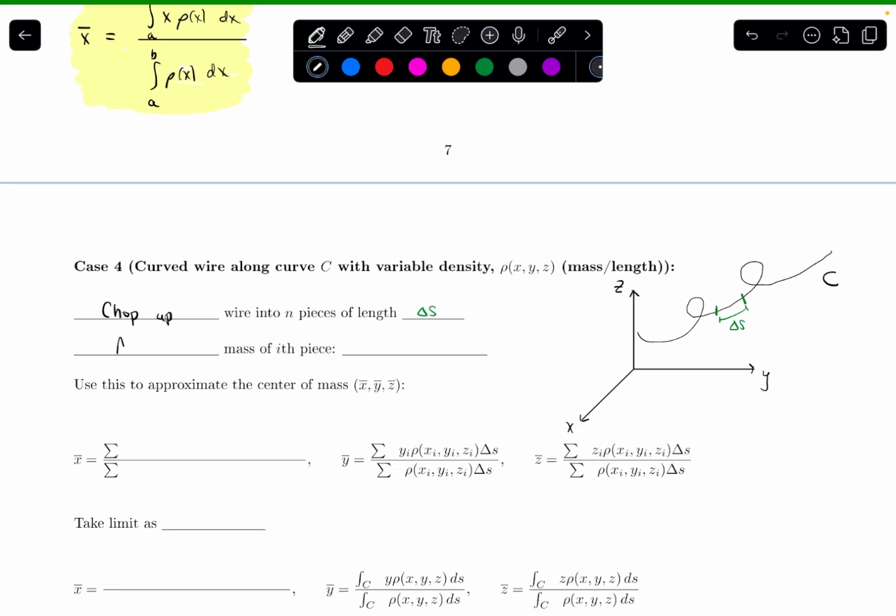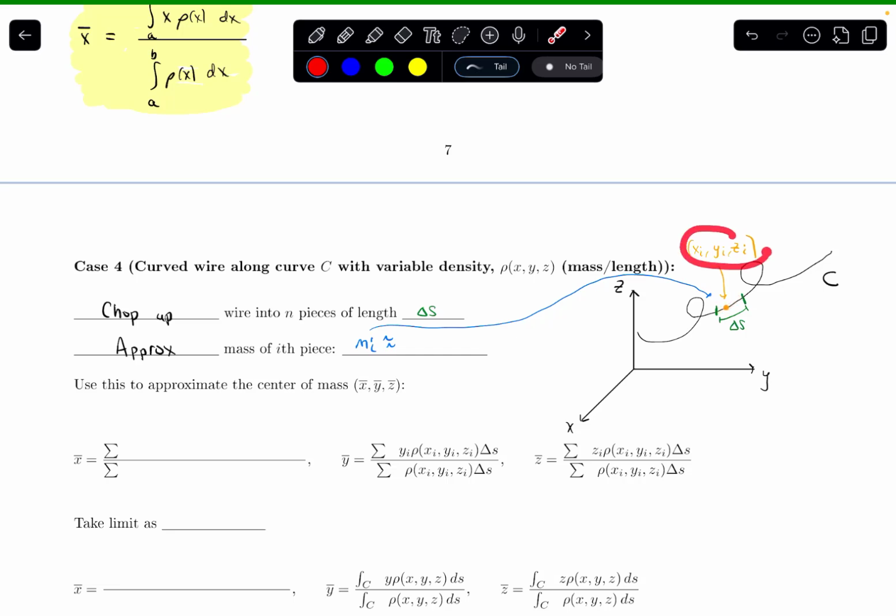And let's approximate the mass of each piece. This piece, I'm going to call it piece number i. Its mass, mi, I can approximate by picking some point on the piece, and I'll label its coordinates as xi, yi, zi. And just like before, even though the density is changing, as long as these pieces are reasonably small, it's a reasonable assumption to say, let's assume that the density is constant the whole way.